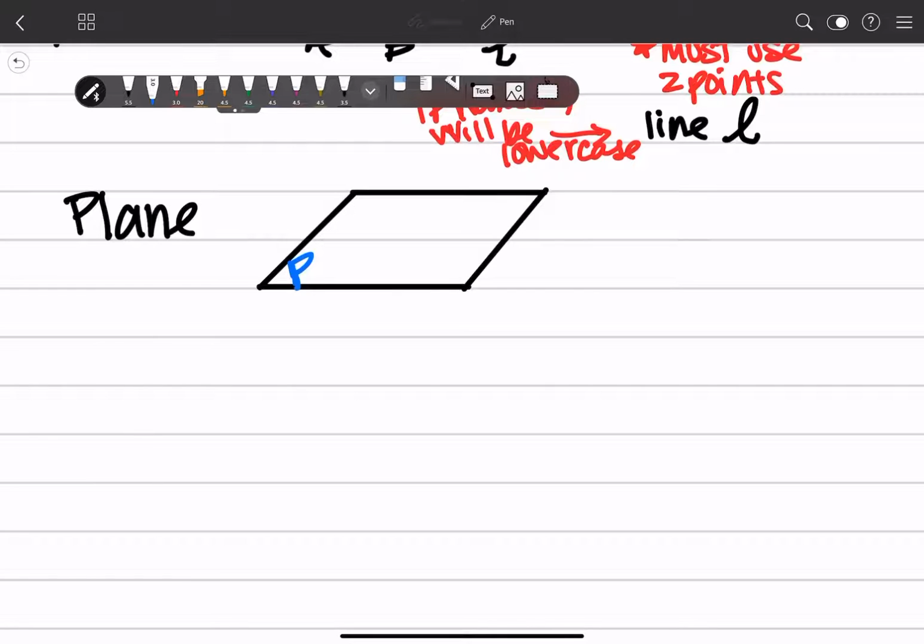Sometimes they're going to have different things. Doesn't matter. And that's just because it's a letter. There's no point attached to it. But a plane, if you'll remember, has to have 3 non-collinear points. A, B, C. Remember non-collinear? Okay? So they're not all in the same line.